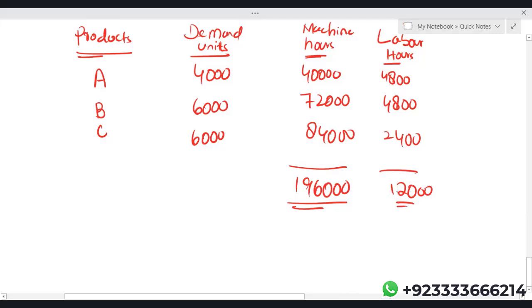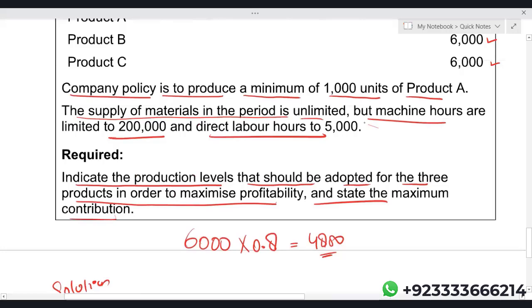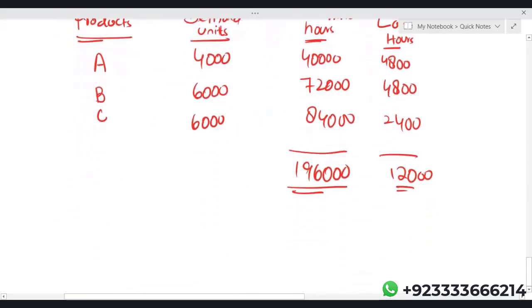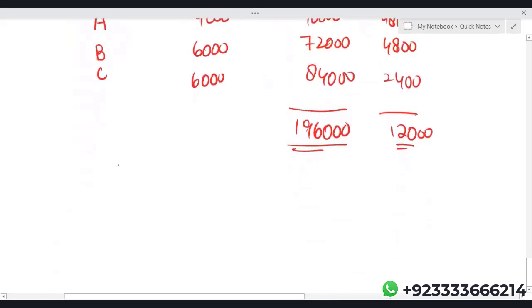Available labor hours, we have only 5,000. We need 12,000. We have only 5,000 labor hours. So simply the labor hours are the limiting factor.